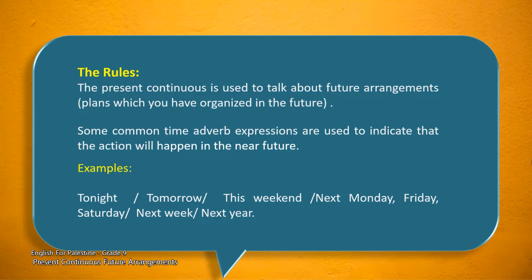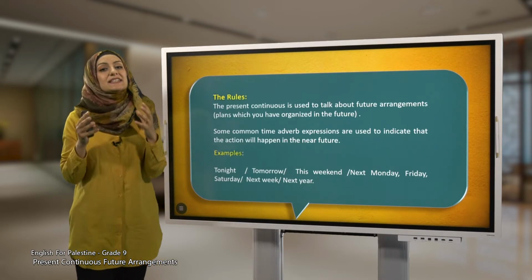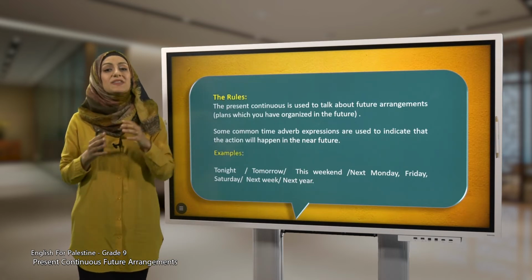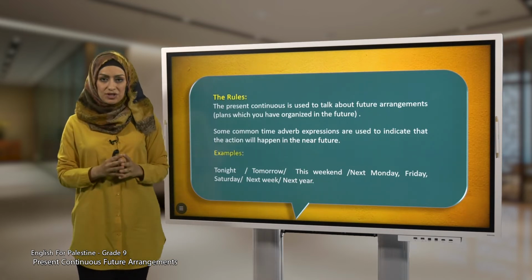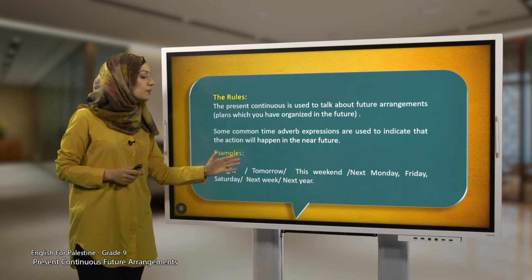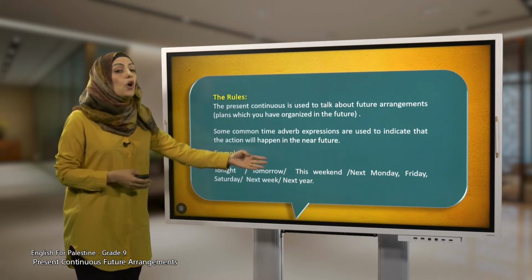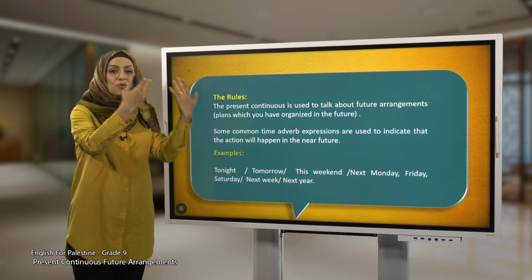Some common time adverb expressions are used to indicate that the action will happen in the near future. When we talk about the future, we usually use certain time expressions that show that the action will happen in the future. For example, we use tonight, tomorrow, this weekend, next Monday, on Friday, on Saturday, next week, next year. As you can see, all of these expressions show future time.